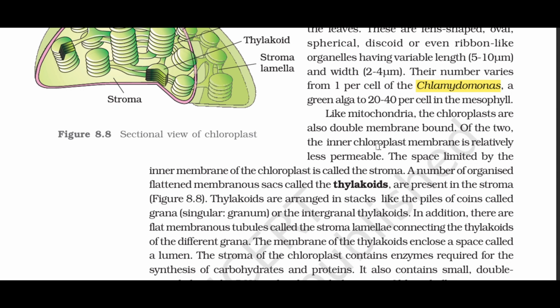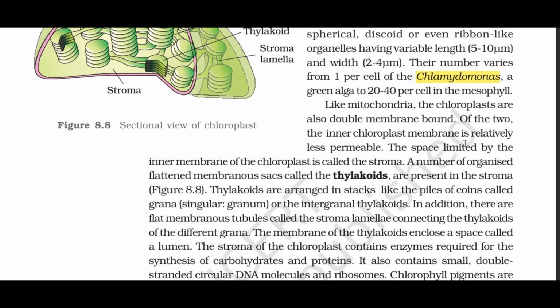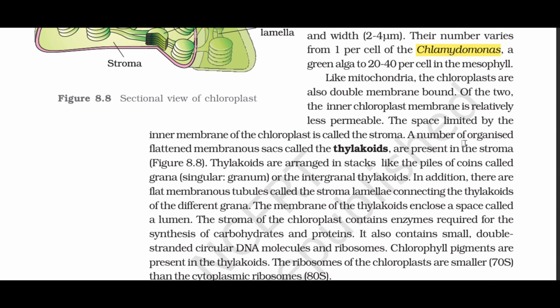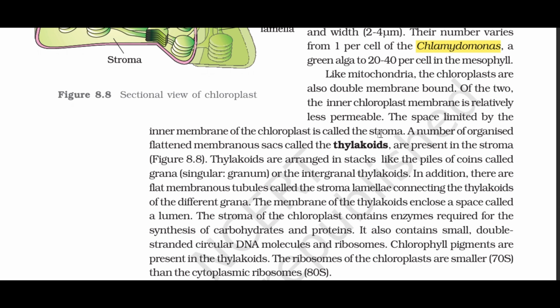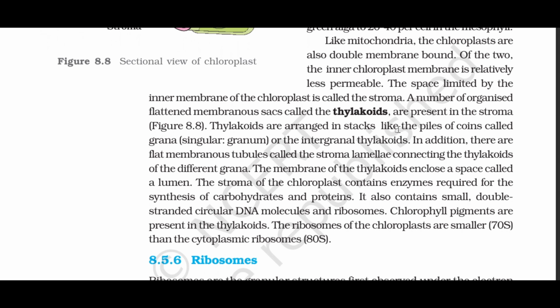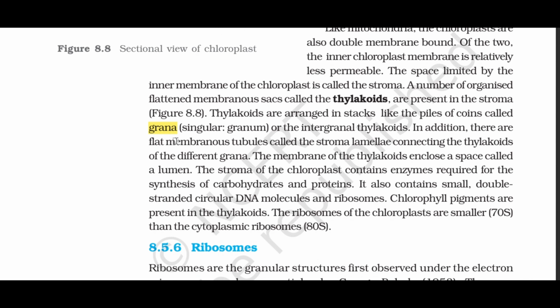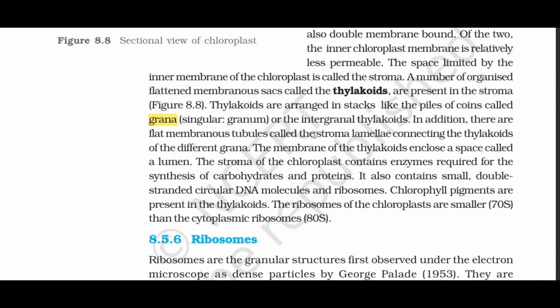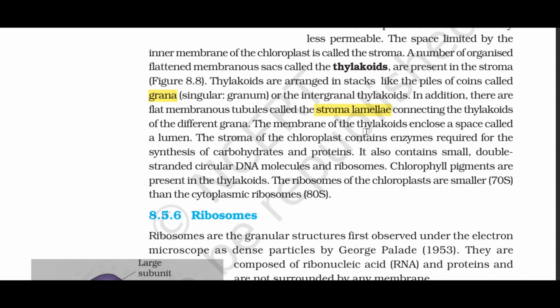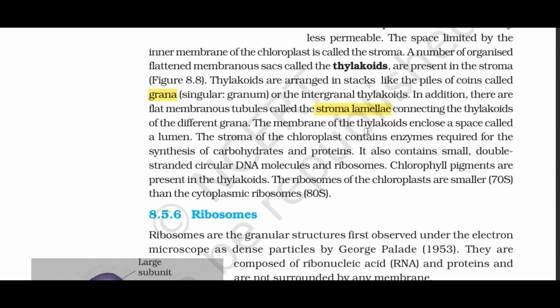Of the two, the inner chloroplast membrane is relatively less permeable. The space limited by the inner membrane of the chloroplast is called the stroma. A number of organized flattened membranous sacs called the thylakoids are present in the stroma, Figure 8.8. Thylakoids are arranged in stacks like piles of coins called grana, singular granum, or the intergranal thylakoids. In addition, there are flat membranous tubules called the stroma lamellae connecting the thylakoids of the different grana. The membrane of the thylakoids encloses a space called a lumen.